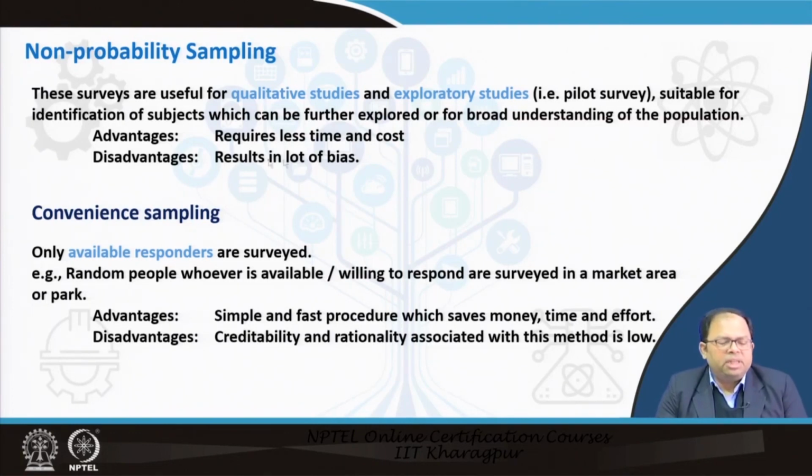So the first type of non-probability sampling is convenience sampling, where only available responders are surveyed. For example, if we want to find out who uses both paratransit and bus, we go to the locations where paratransit stops and bus routes are, and we randomly survey people. If we went to households, we would end up surveying many people who don't use paratransit or bus, or who use only one of them. So whoever is available and willing to respond is surveyed, probably in a market area, a park, or a bus stop.